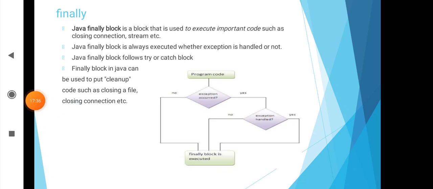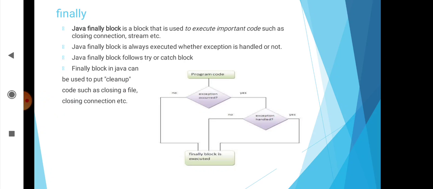And the last block is finally. The Java finally block is a block that is used to execute important code such as closing a connection, stream, etc. The Java finally block is always executed whether the exception is handled or not. The Java finally block follows the try and catch block. The finally block in Java can be used to put cleanup code such as closing a file, closing a connection, etc.